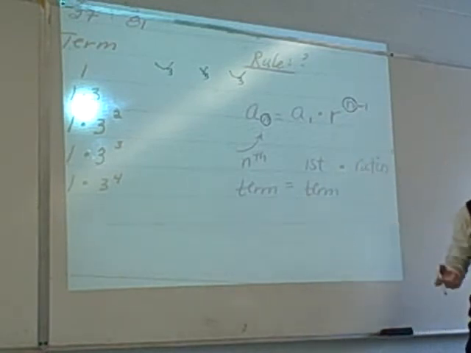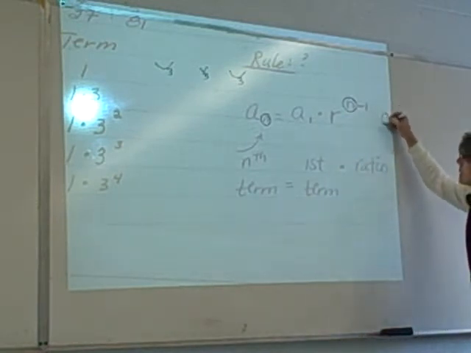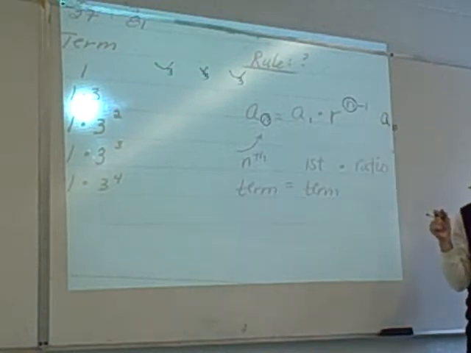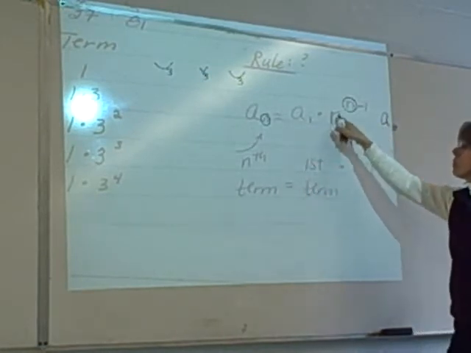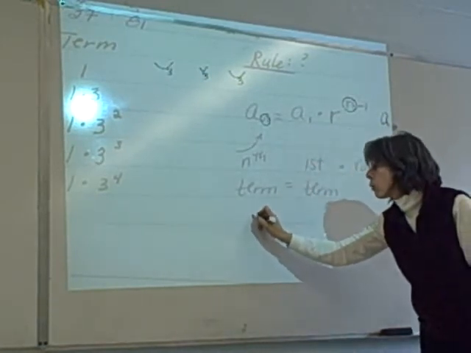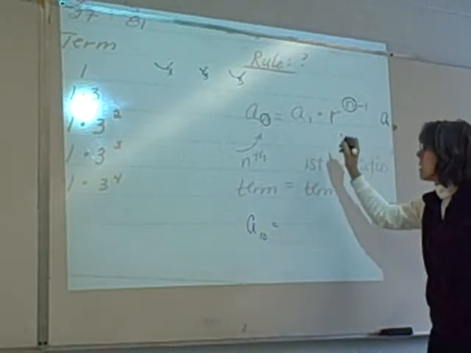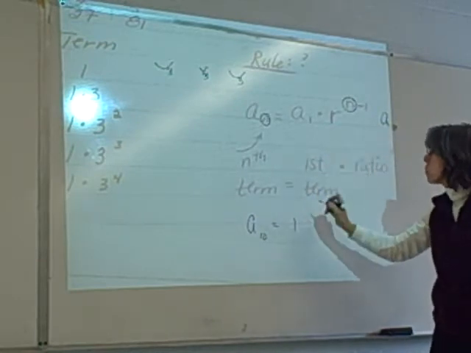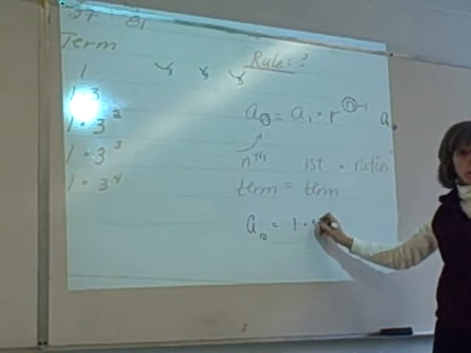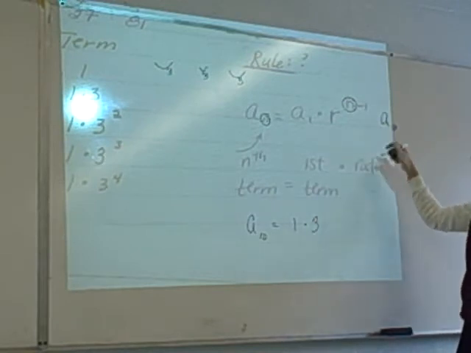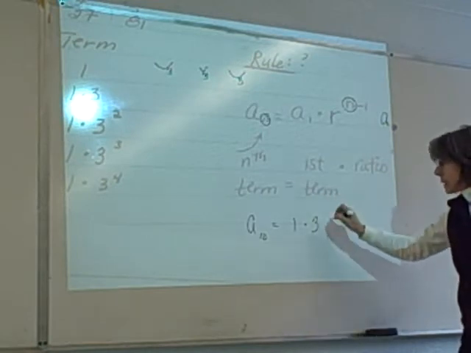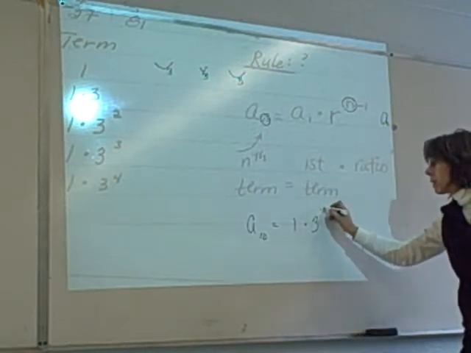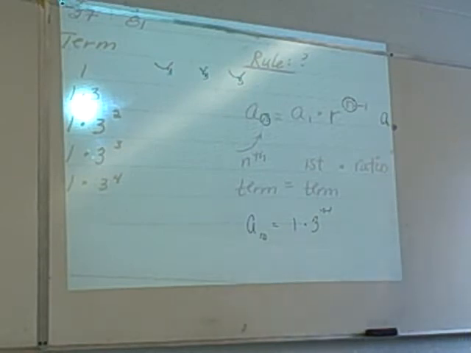If I'm looking for the 10th term, I don't know what it is, but couldn't I plug it in if I know the first term? I don't know what the 10th term is, but my first term was a 1. My ratio was what? 3. What is this n here? N is going to be my 10 minus 1, and that's going to be 9.